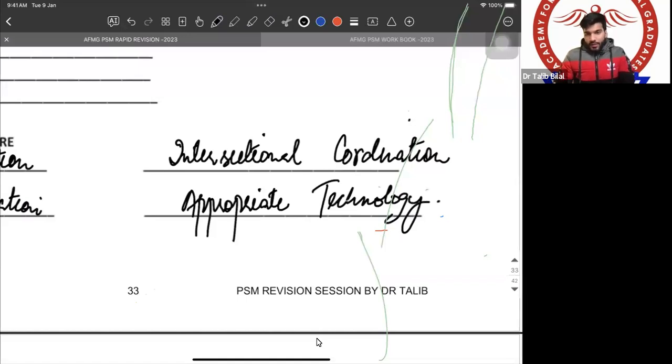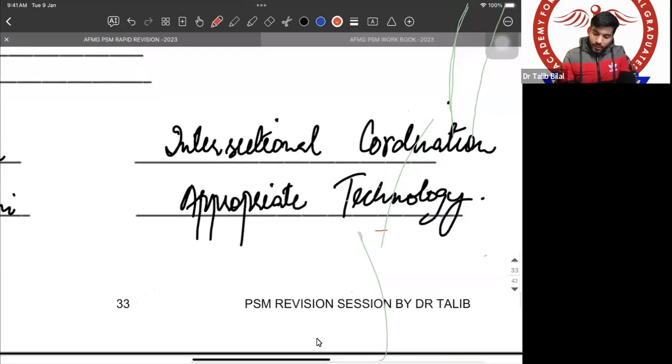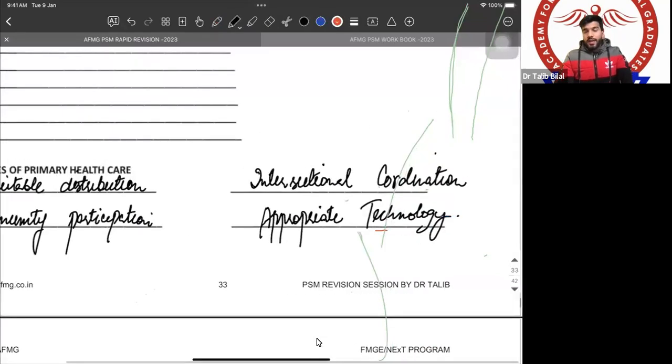Appropriate technology. Guys, they can also mention inappropriate technology, though that is not in the components. So here they mention appropriate policy, but appropriate technology is the answer. Either they can mention inappropriate technology. So remember this, okay? Multiple times I have seen the question related to inappropriate.